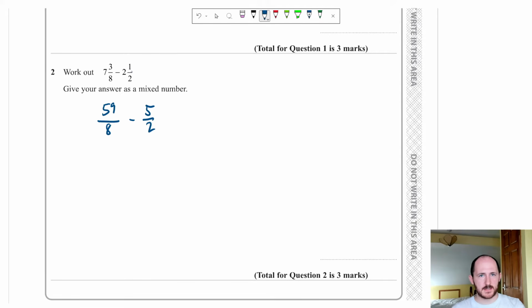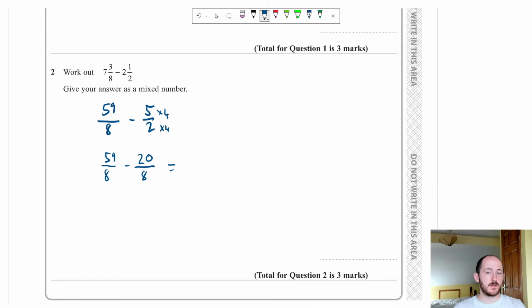Now, how do you subtract fractions? When you're adding or subtracting, you have to make the denominator the same. So I'm going to make this right denominator into 8, because that's probably the quickest thing to do. And times both by 4. So we get 59 over 8, take away 20 over 8.